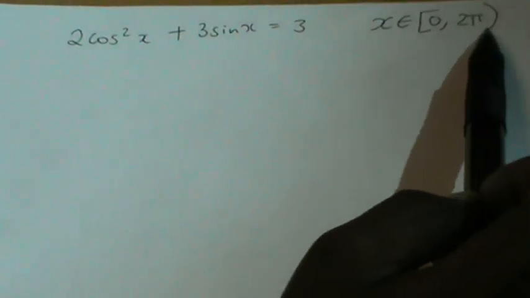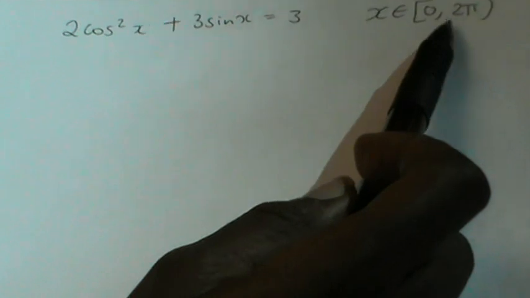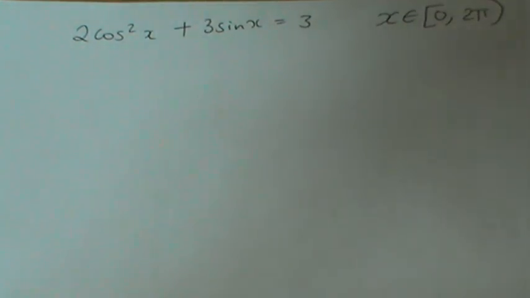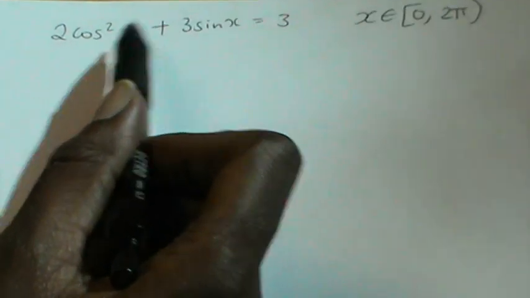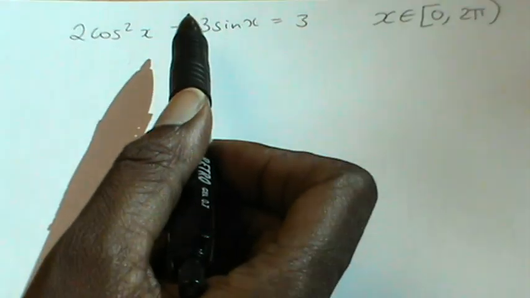So here it means that if 2 pi, 360, is a solution, I do not include it because I want values less than 2 pi. But we do it in the same way. Now this one is a little bit different because you notice I have cos and sine. This is where your identities will have to come in handy.